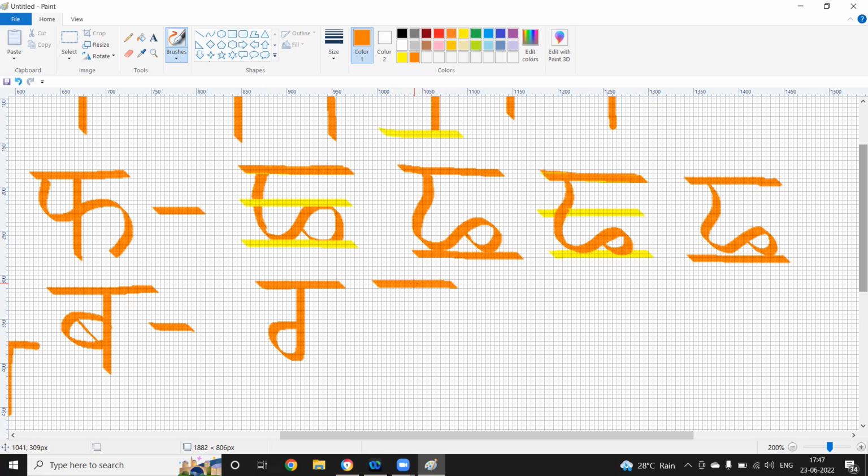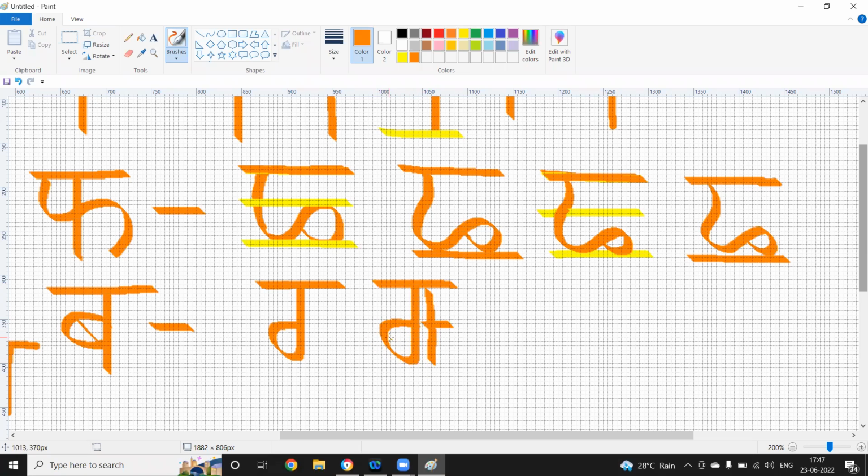I'll draw it again. The vertical stroke, then it ends here. So basically this shape towards the end is covering half of the letter. If you see, this stroke is covering the half and the rest of the shape is covering the other half of the letter.